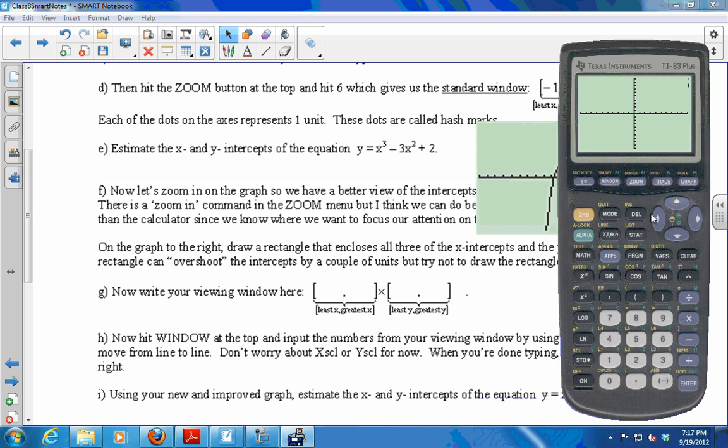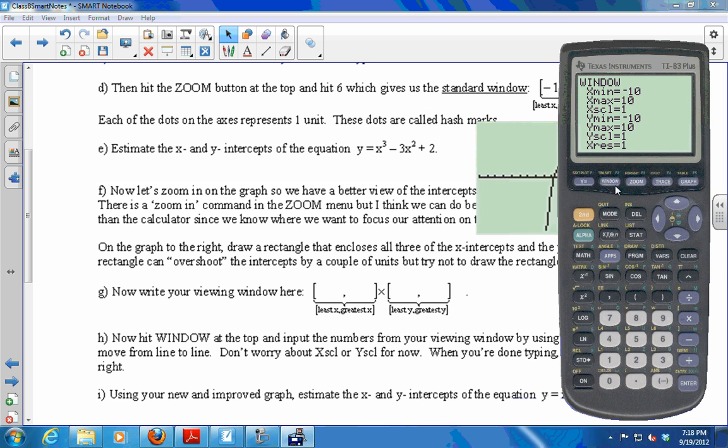Okay. So there's my graph. Now let's say I'm really just interested in this part right here. I want to be able to see all 3 x-intercepts and this maximum point and this minimum point. So I have a couple of different ways I could get a better window. I could put it in manually by pressing the window button. And for x, maybe I'll go -2 to the left. And how far to the right do you think I should go? 4? -2 to 4 for x.